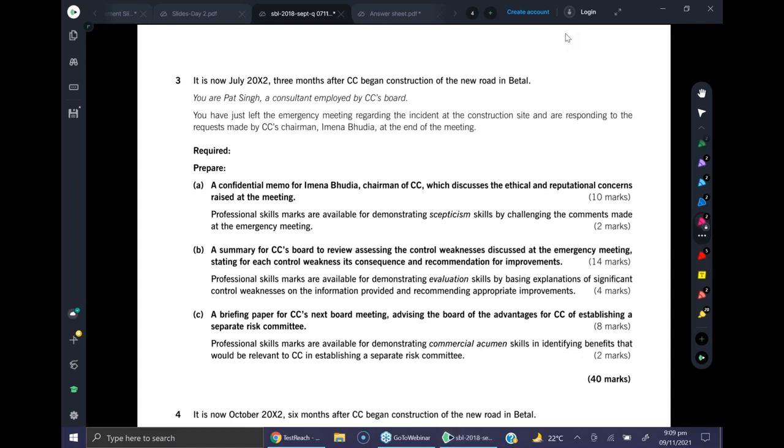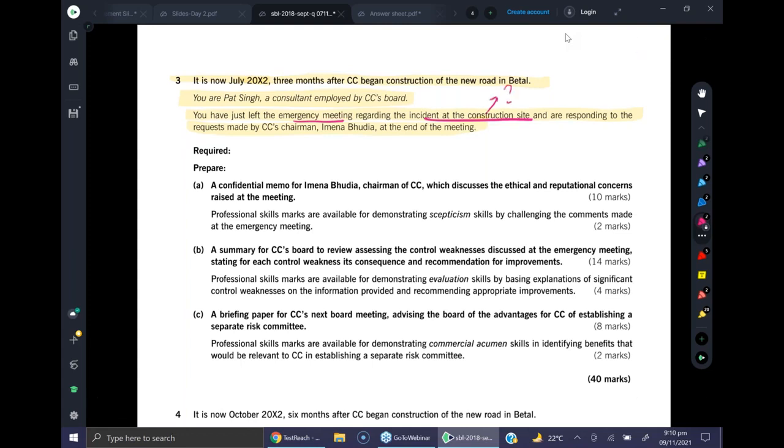Let's find out. So it says that it is now July 20X2, 3 months after CC began construction of the new road in Beetle. So requirement 3 says that the road construction has already started and 3 months are gone. Now you are Pat Singh, a consultant employed by CC, so your role has changed again. You have just left the emergency meeting regarding the incident on the construction site and are responding to the requests made by CC Chairman Amina at the end of the meeting. So there is some emergency meeting, some incident on the construction site. We'll have to find out which exhibit covers that, but let's see what the requirements are.